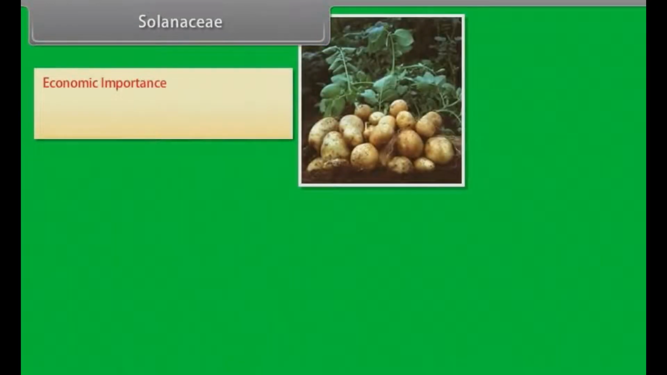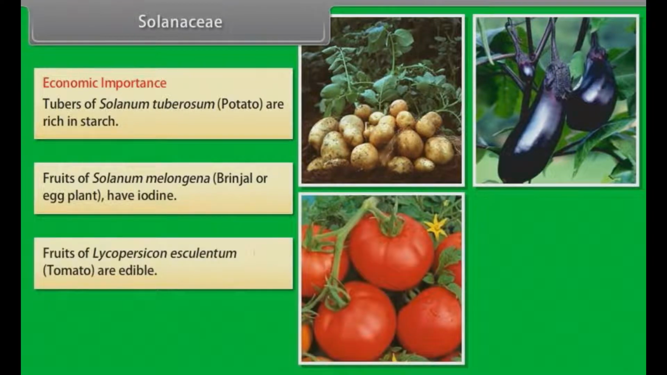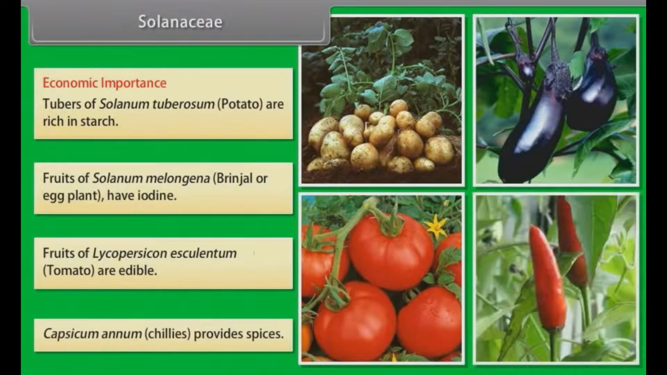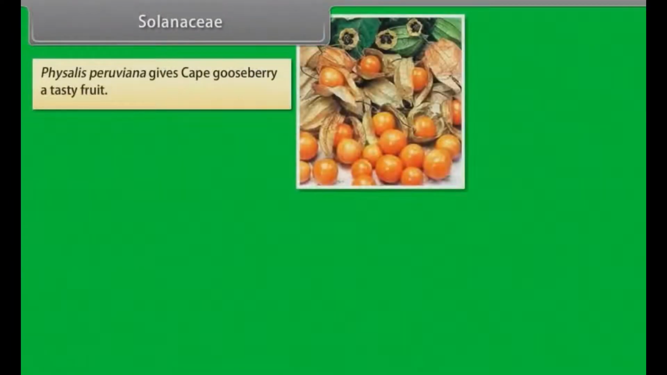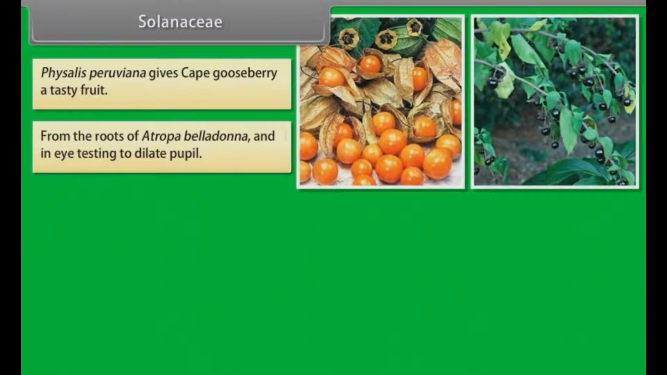Economic importance. Tubers of Solanum tuberosum, potato, are rich in starch. Fruits of Solanum melongena, brinjal or eggplant, have iron. Fruits of Lycopersicon esculentum, tomato, are edible. Capsicum annuum, chilies, provide spices. Physalis peruviana gives Cape gooseberry, a tasty fruit. From the roots of Atropa belladonna, atropine is obtained, used in eye testing to dilate the pupil.